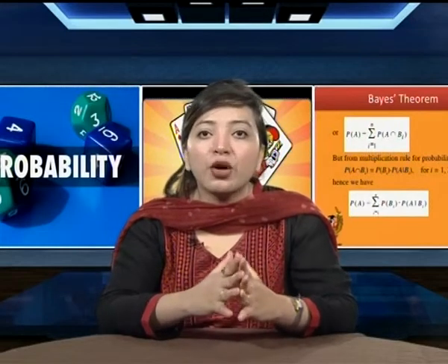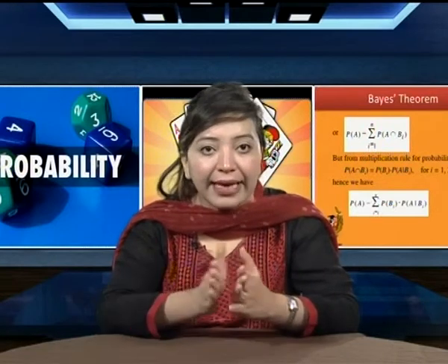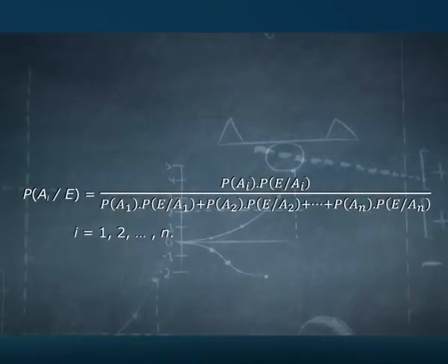Then the conditional probability of occurrence of AI, where I is equal to 1, 2 and so on till n, given that event E has occurred, is given by probability of AI given that E has occurred equals probability of AI times probability of E given AI, divided by probability of A1 times probability of E given A1 plus probability of A2 times probability of E given A2 plus so on probability of AN times probability of E given AN, where I is 1, 2 and so on up to n.